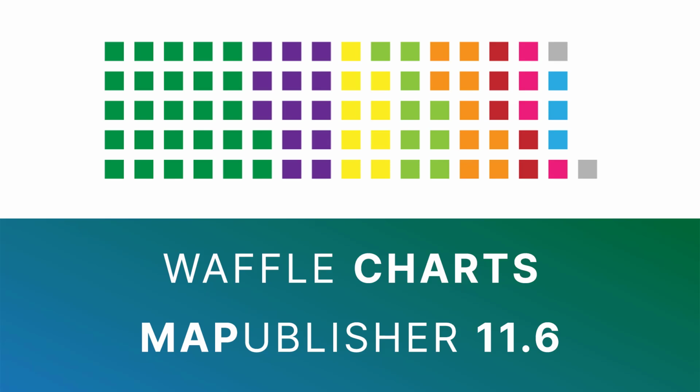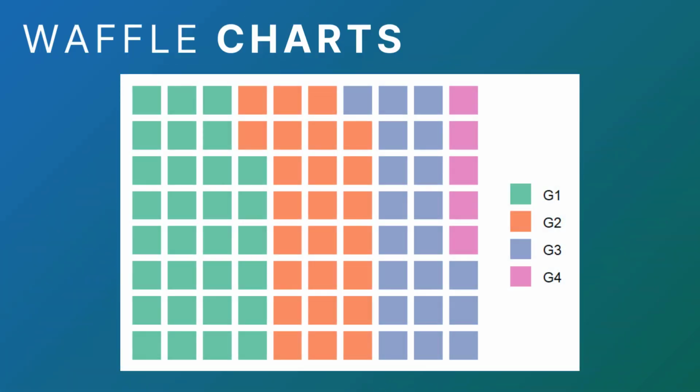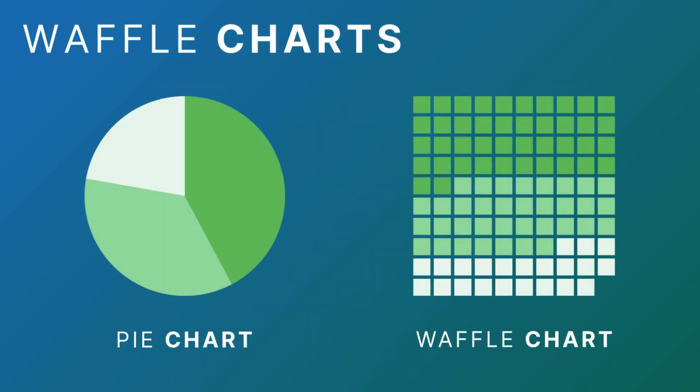Avenza is excited to introduce you to the new Waffle chart type now available in MAPublisher 11.6. A waffle chart is a grid composed of equally sized cells in which each cell is colored to depict different categories or segments. Waffle charts are useful for comparing categories and displaying proportions. They are typically used as an alternative to a pie chart as they make it easier to compare areas, visualize categories with small percentages, and are more readable in general.